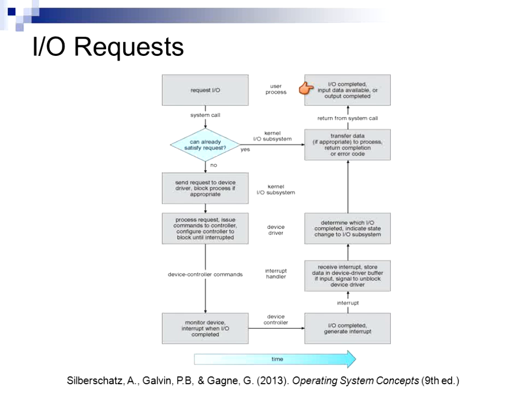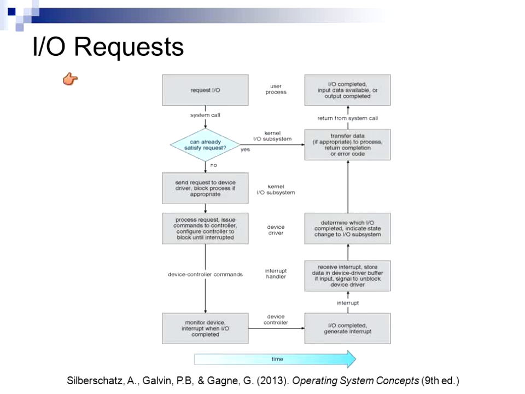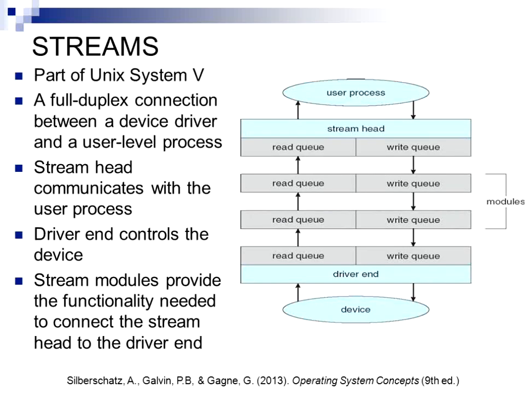Okay, in addition to the type of I/O we've been talking about, Unix has another type of mechanism called streams, which is another way to interface between a user process and a device. Okay, we looked at this process here that we're kind of familiar with already. Unix System 5 has a different method of doing it, and it's kind of interesting just to see that there's different ways to do the same kind of thing.